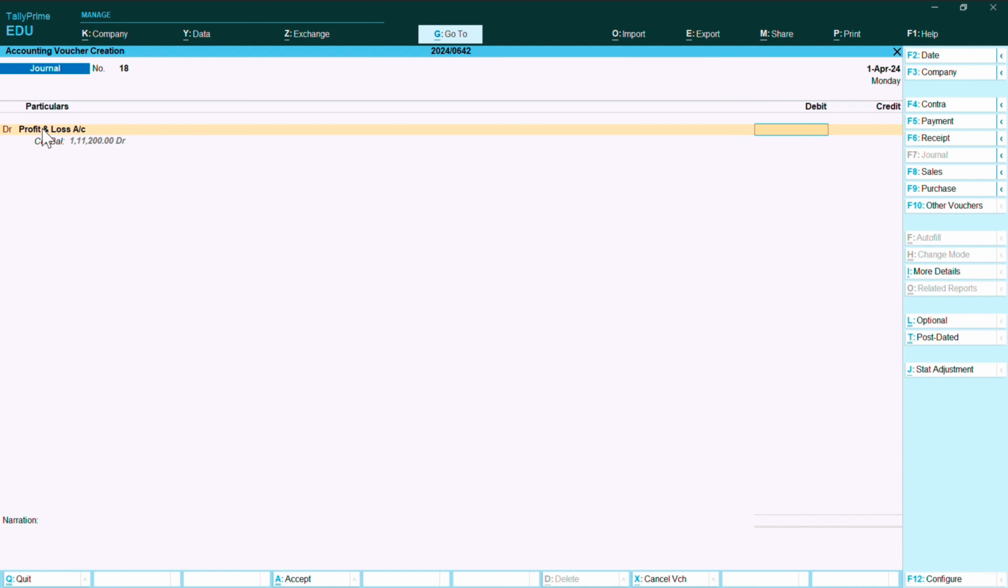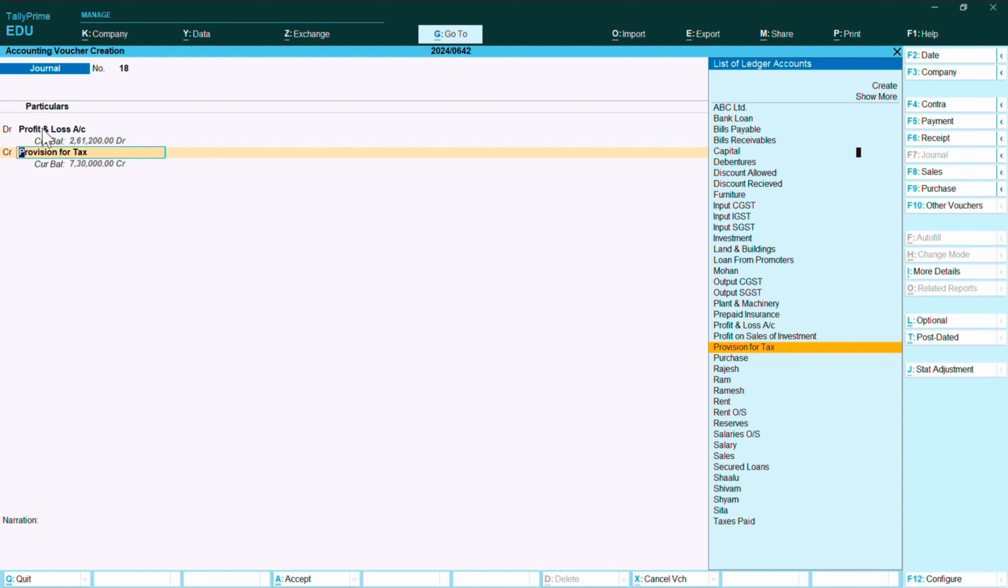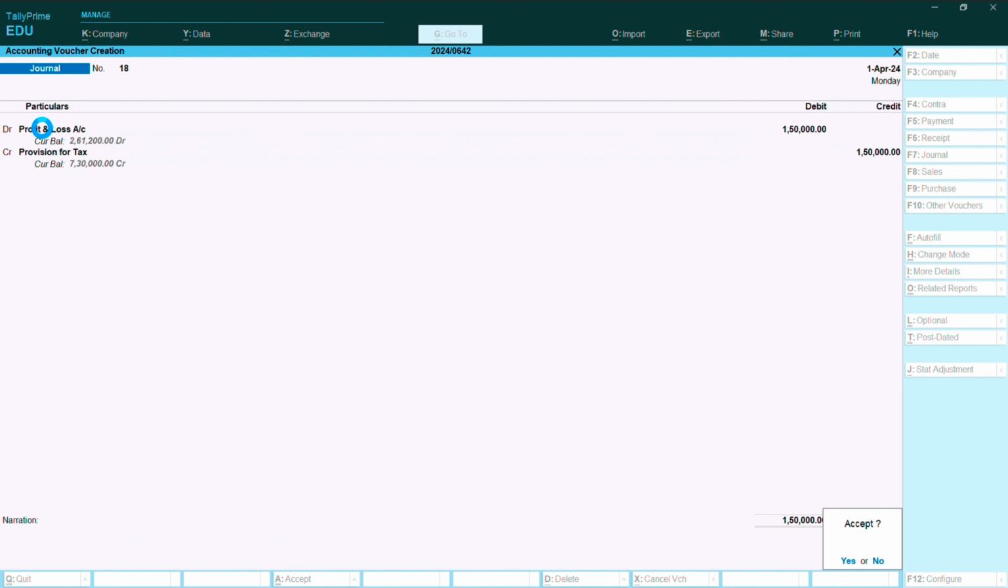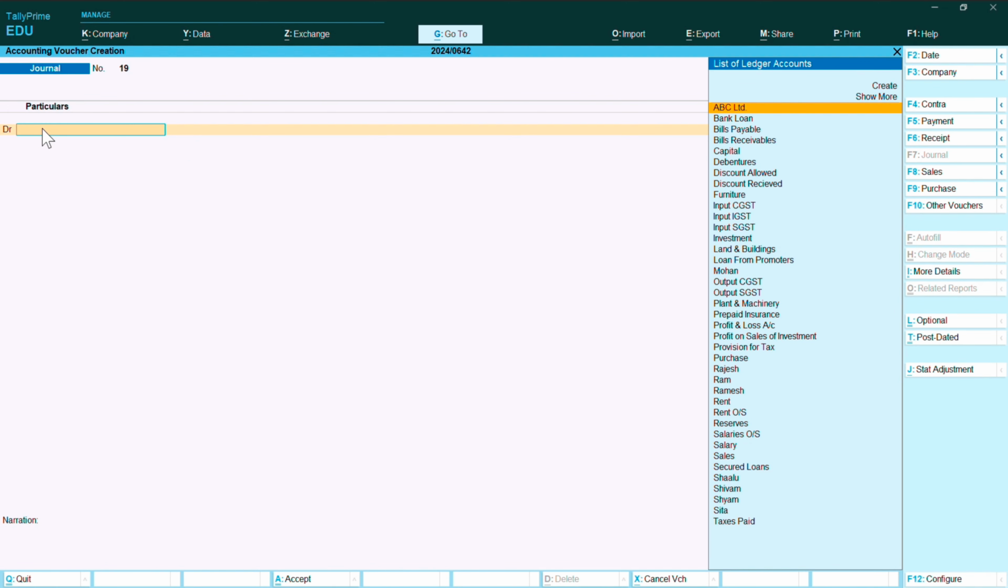And here's the entry for provision for tax. The question said to maintain 1,50,000 as provision for tax balance. Just ignore the current salaries in the question because it's wrong. Here's the entry for rent outstanding. We need to maintain 10,000 rupees as rent outstanding.